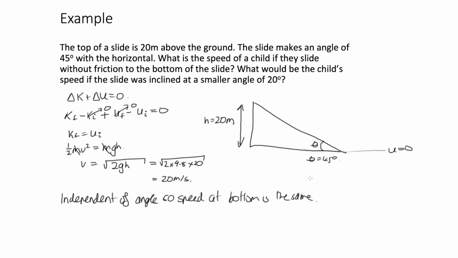Now, the reality is that if we had a longer slide with a shallower angle, in reality there would be some friction. So because it was a longer slide, we'd be doing more work against friction as the child went down the slide. So they'd actually end up with a slightly slower speed at the bottom than at the bottom of a really steep slide.